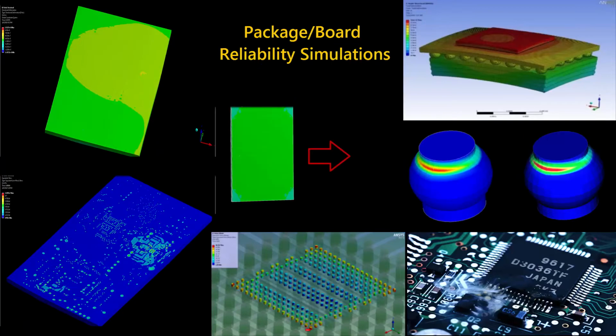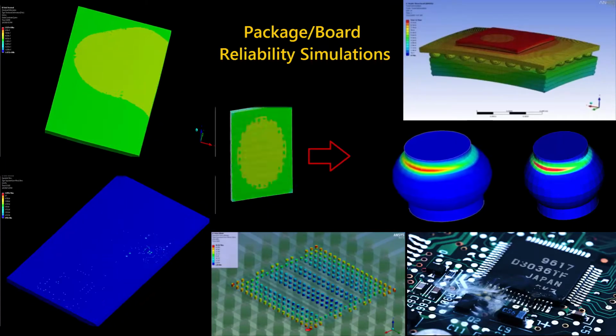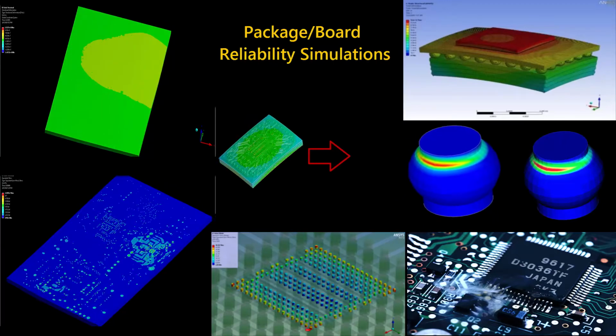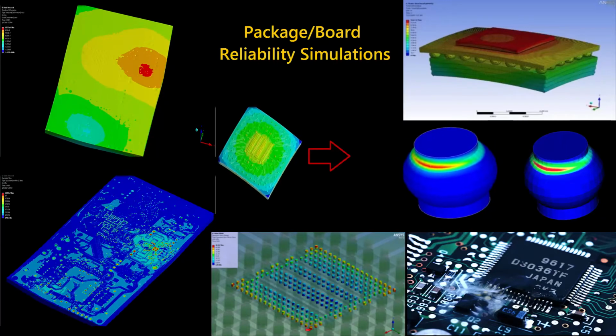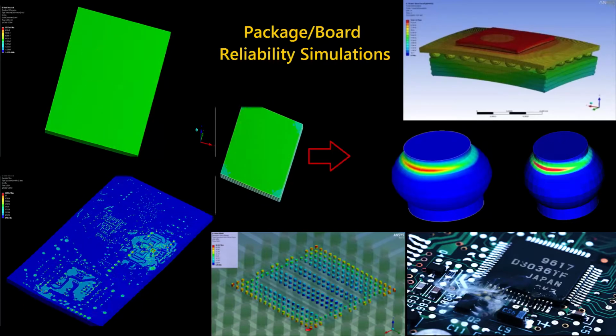For example, when you attach a package to the board, the thermal-induced board deformation stresses the solder joints. In this example, the stress is maximum at the corners of the IC package, and it can even crack a solder joint, causing system failure.